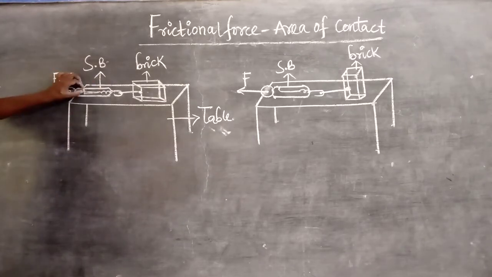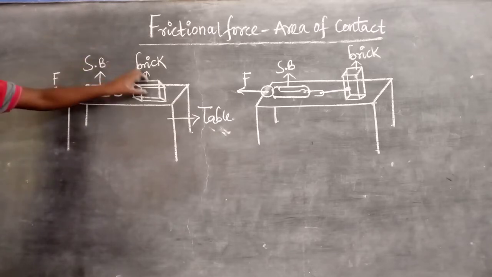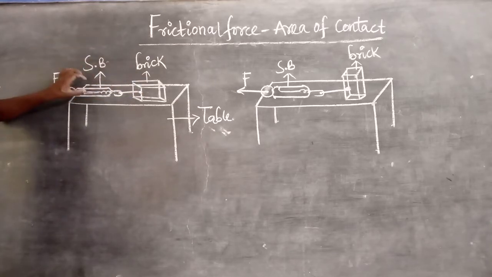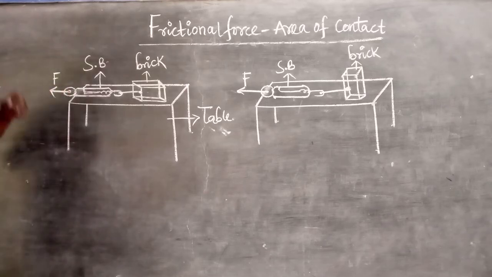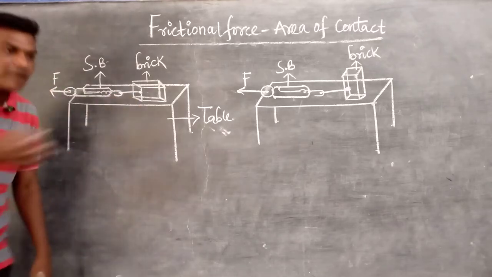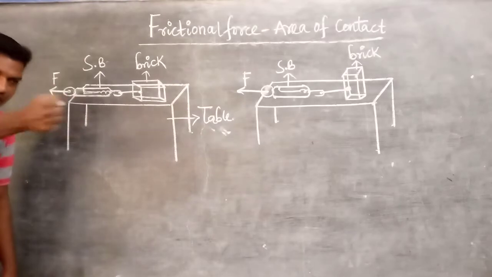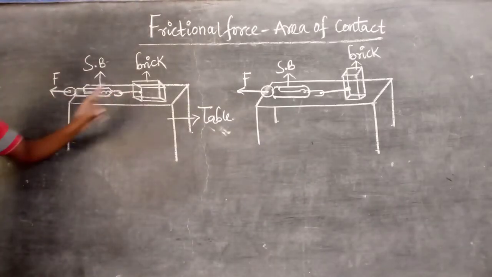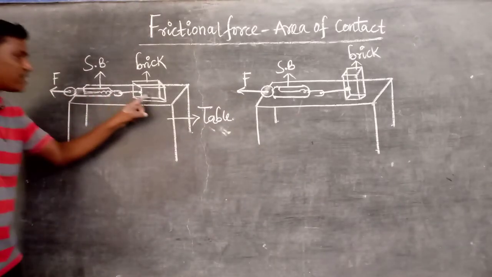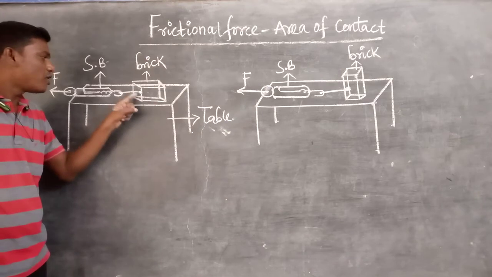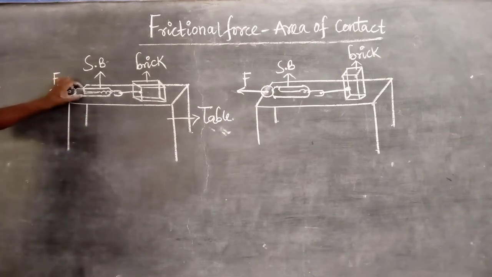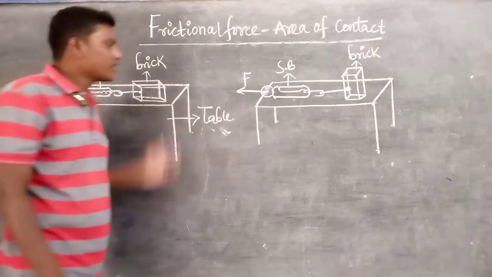Initially, the spring balance reading is 0 Newton. Now you can try to pull the brick with the help of the spring balance by increasing the force gradually. Don't pull fast. Increase the force gradually until the body is set into motion. When the body is set into motion, you can see the reading showing on the spring balance, and that is noted.